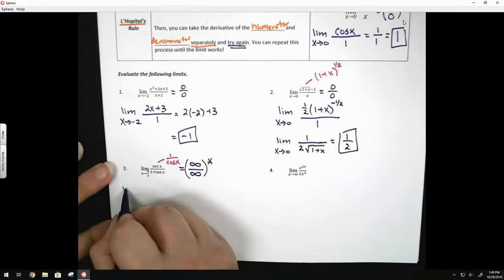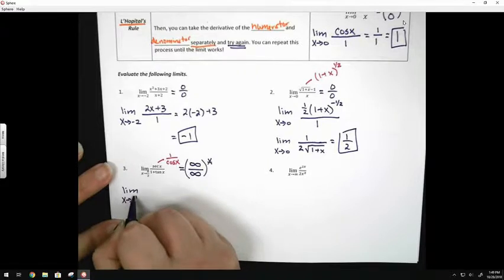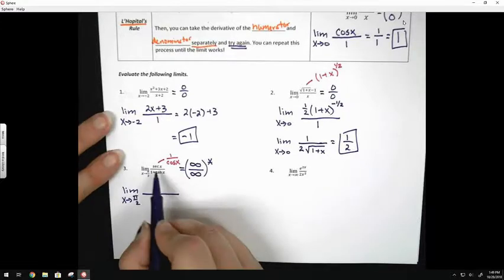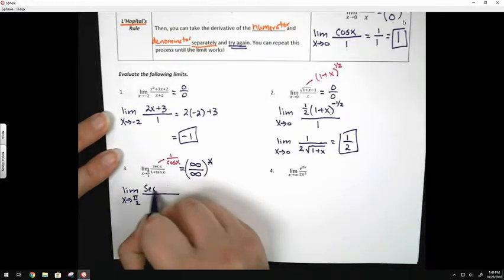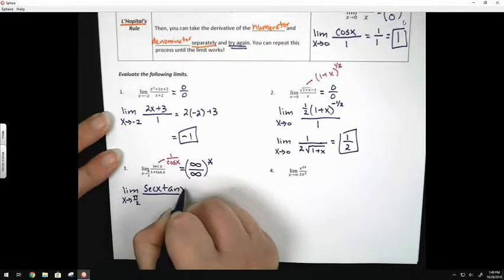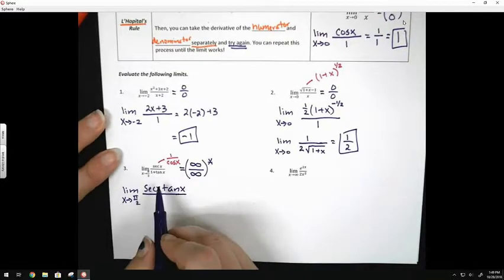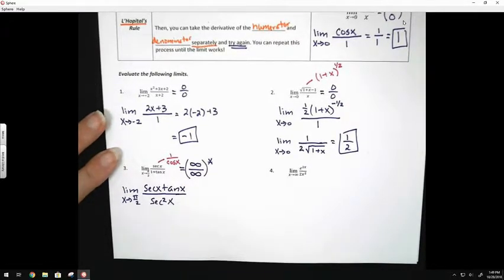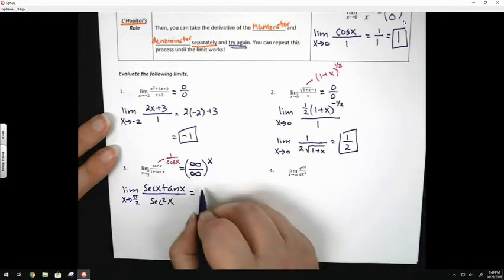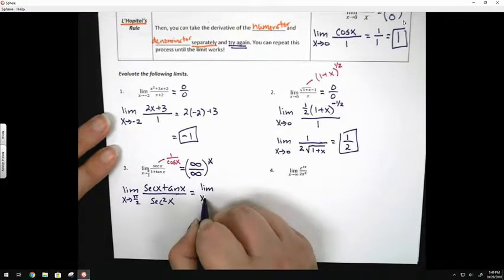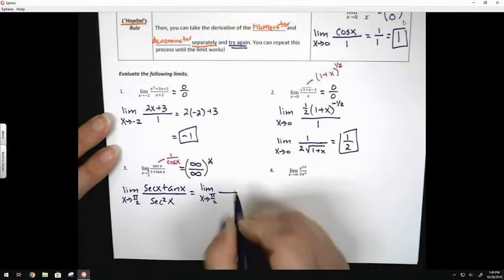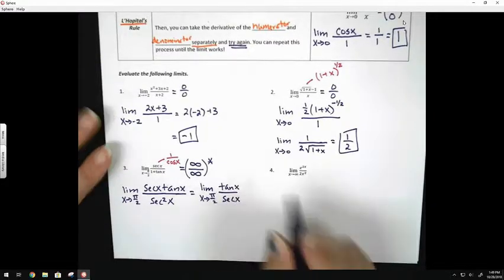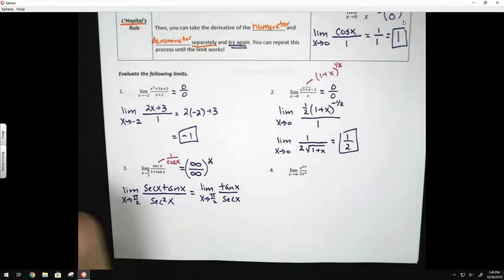So the limit as x approaches pi over 2, and we're going to take the derivative of the numerator and the derivative of the denominator. So the derivative of secant x is secant x times tangent x. And the derivative of 1 plus tangent x is secant squared x. All right, we can cancel one of those secant x's, so the limit as x approaches pi over 2 and now we have tangent x over secant x. And now we're going to try and evaluate that limit again.